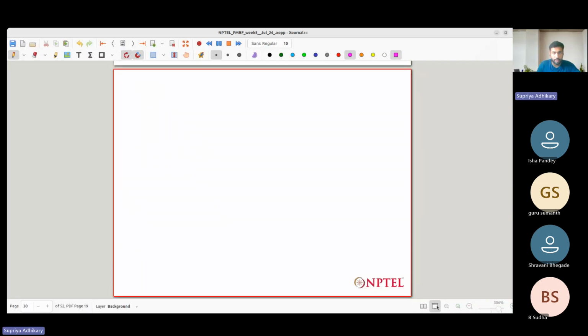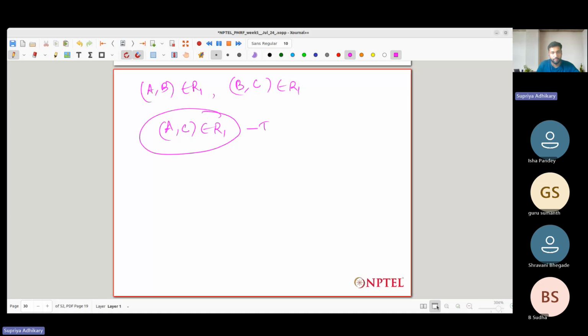For the transitive property, what we have to assume is that for R1, (A, B) belongs to R1 and (B, C) belongs to R1, and A, B, C are all arbitrary sets. Then from there, we have to prove that (A, C) also belongs to R1. This is what we have to prove. Now, (A, B) belongs to R1 means that A intersection B is equal to B, and (B, C) belongs to R1 means that B intersection C is equal to C.